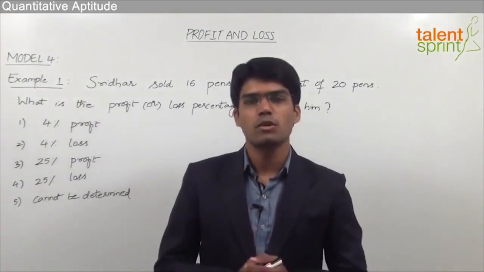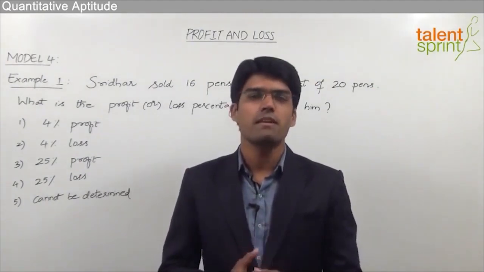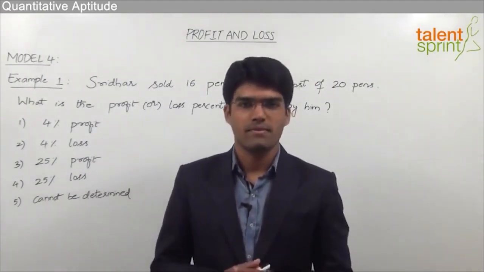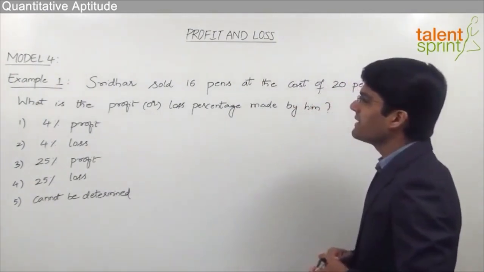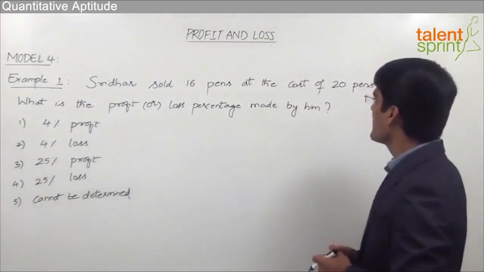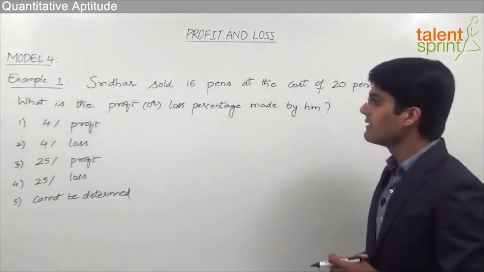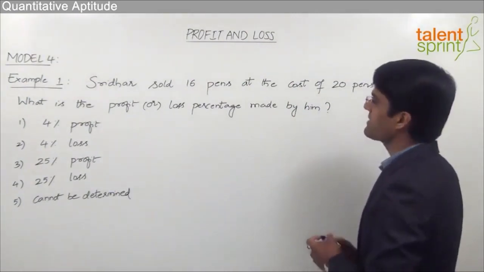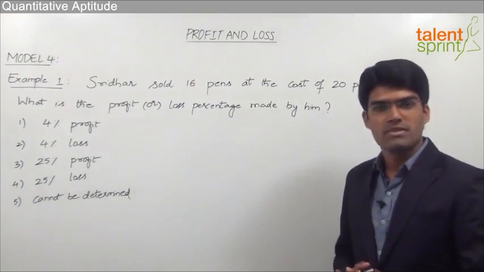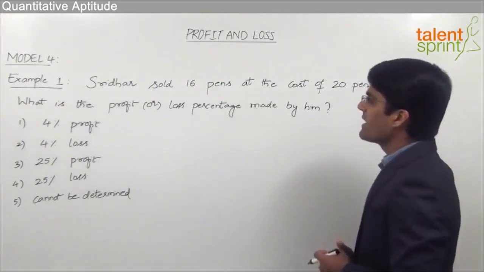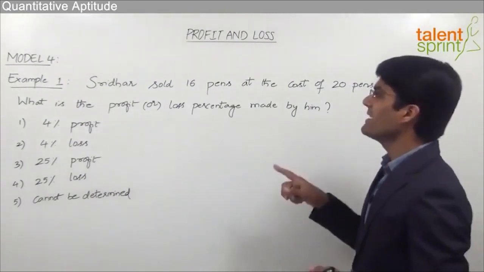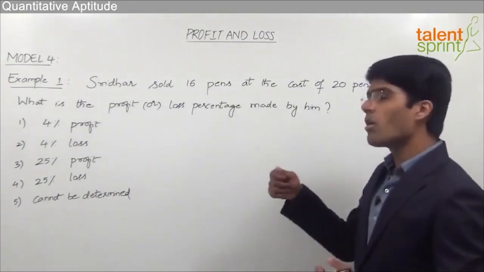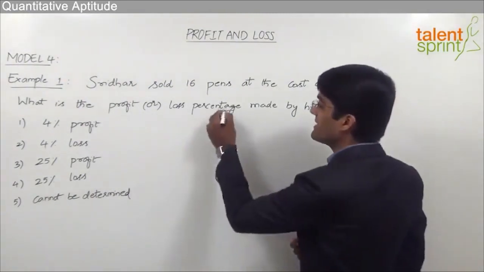Let us now discuss the fourth model from profit and loss, which is again a very popular question in bank exams. Let us have a look at the first example. The question is, Sridhar sold 16 pens at the cost of 20 pens. What is the profit or loss percentage made by him? As you can see here, the question says Sridhar has sold 16 pens at the cost price of 20 pens. And from this data, we are supposed to find out the profit or loss in terms of percentage made by Sridhar.